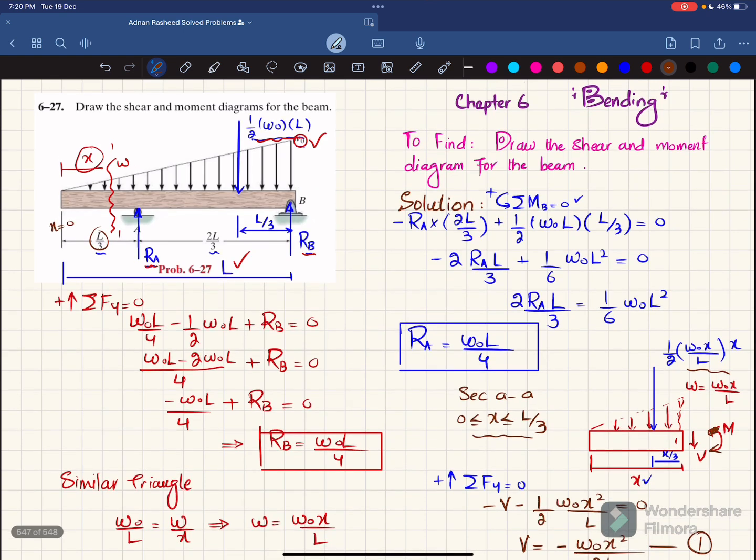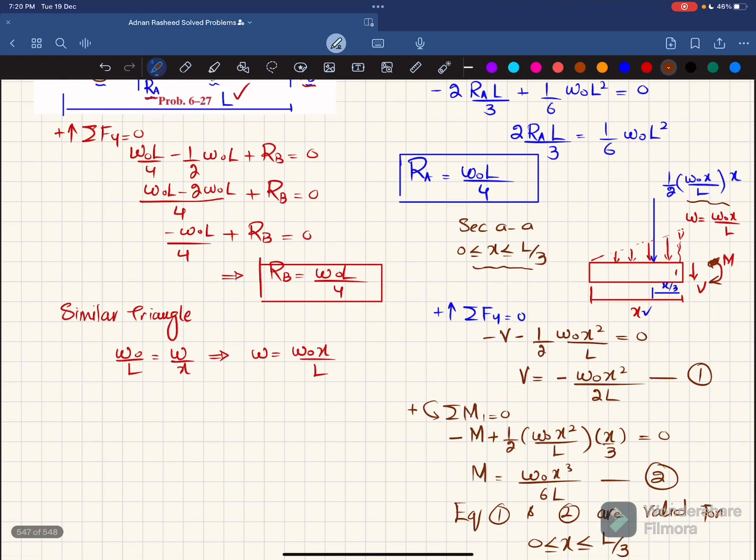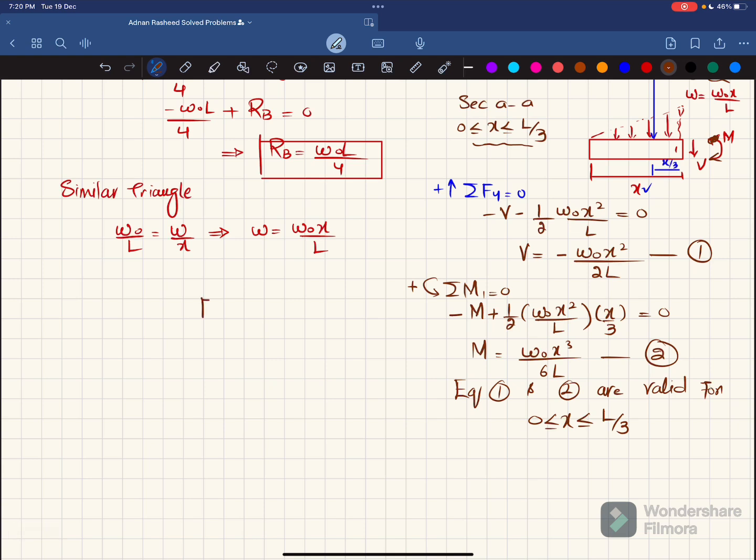Now what we will do is cut the beam at any region; this is section 2, and this region is x greater than L by 3 and less than or equal to L. Clear? And we will draw the free body diagram. So let me draw it over here. This is the beam. Here there is a triangular load over here. Clear? This is the triangular load. At a distance of L by 3 we have RA. So this is L by 3 and this is RA, and RA is W naught L over 4.